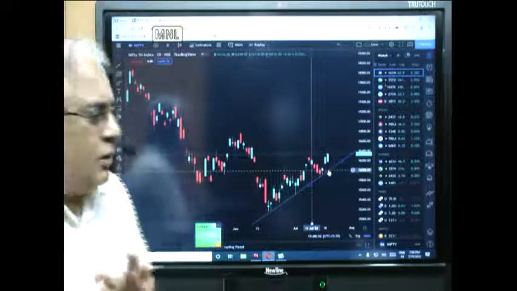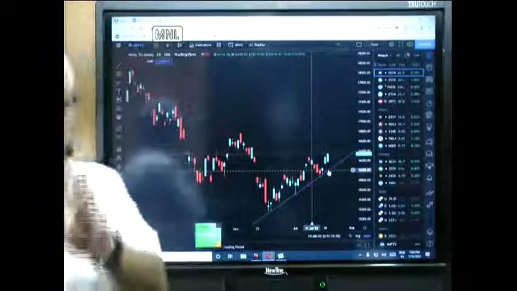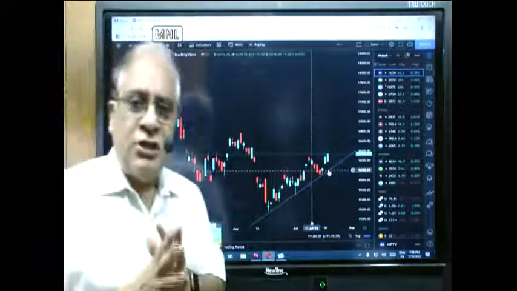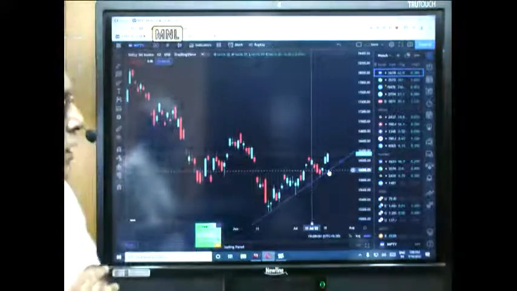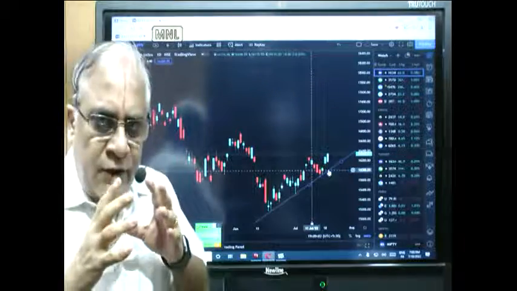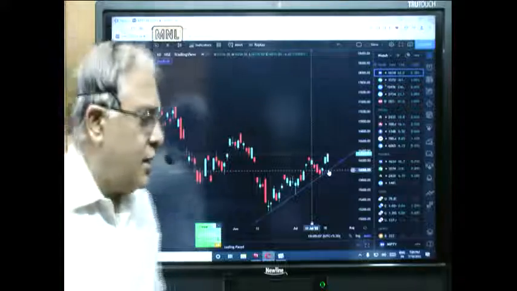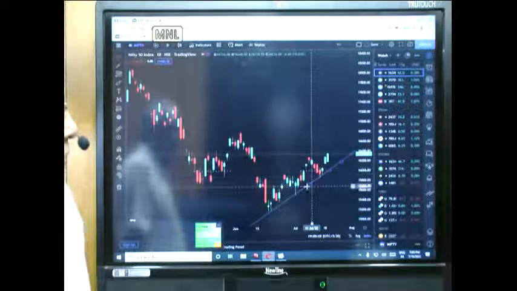So this trend line tells you that for position traders, the big stop loss is now coming closer to the 16,000 level. Now, for the same position trader, where is the resistance going to come? And after that, we will come to intraday trading. Now let's look at this chart.